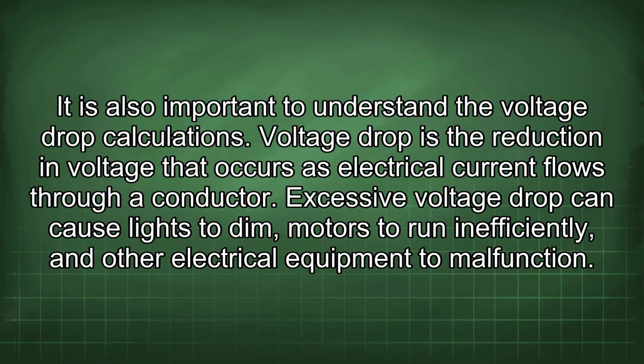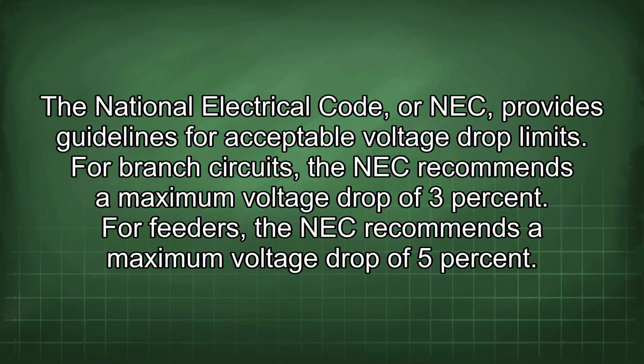It is also important to understand the voltage drop calculations. Voltage drop is the reduction in voltage that occurs as electrical current flows through a conductor. Excessive voltage drop can cause lights to dim, motors to run inefficiently, and other electrical equipment to malfunction. The National Electrical Code, or NEC, provides guidelines for acceptable voltage drop limits.